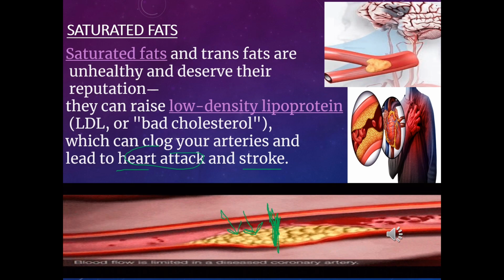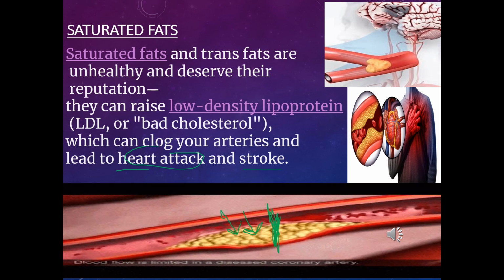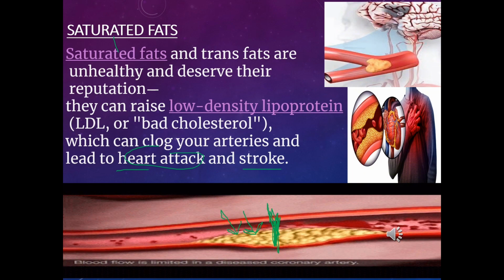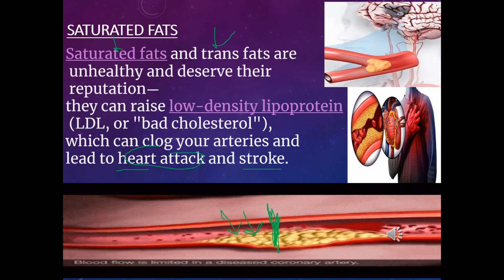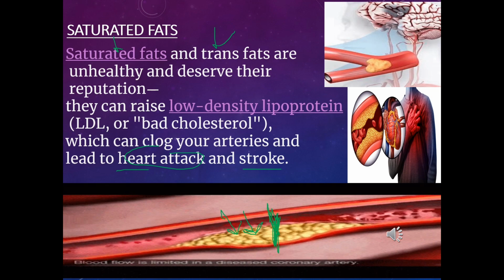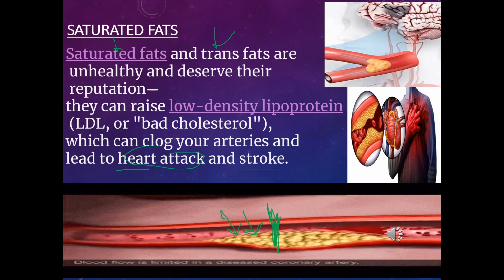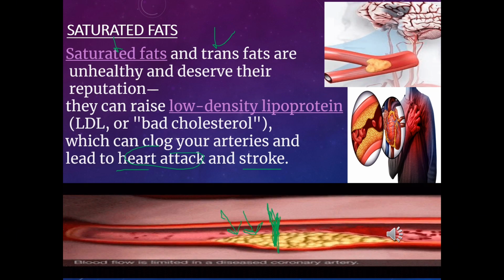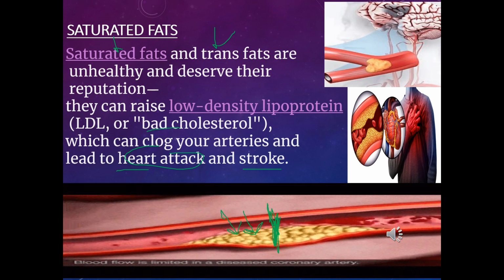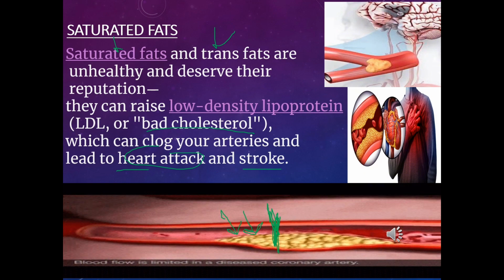So what causes that? Actually, the saturated fats and the trans fats, as we said, are unhealthy, and those two deserve this bad reputation, because they increase the amount of bad cholesterol in your body, in your blood.